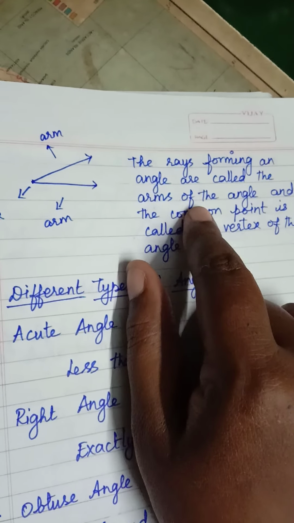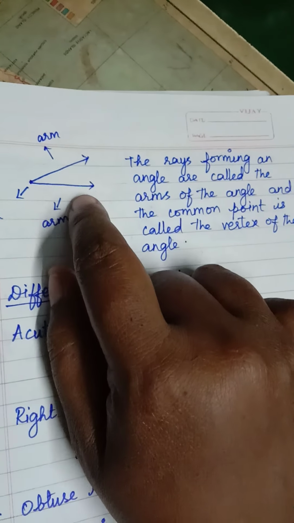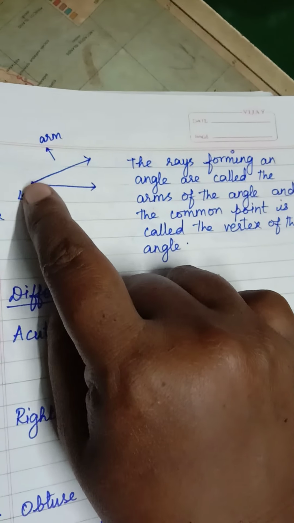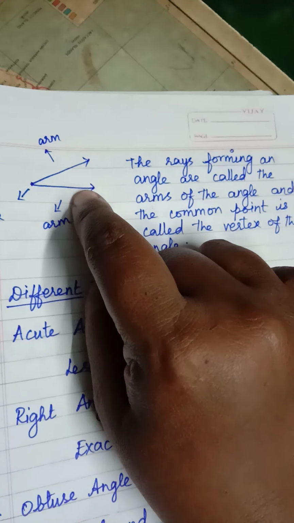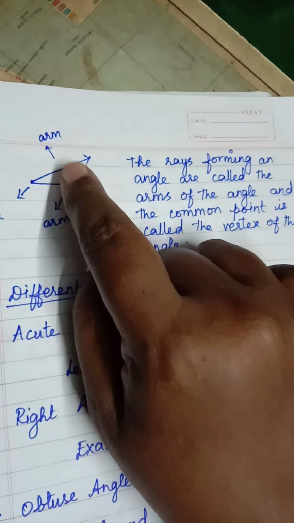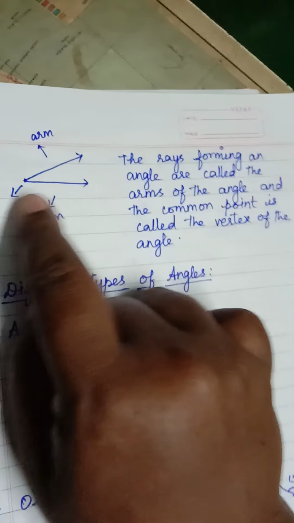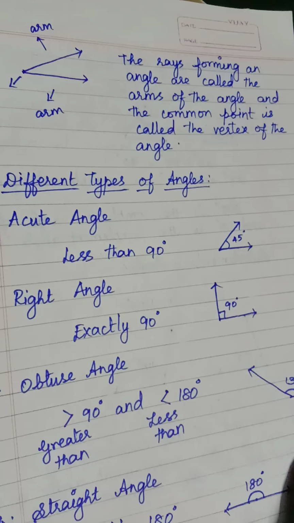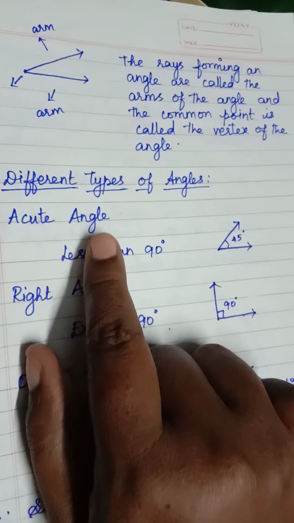The rays forming an angle, these are known as rays, and while coming to an angle we say it as arms. We have seen already this is a ray because it has an end point and it extends in one direction. So these two are rays, but when you are defining an angle we say it as arms. The rays forming an angle are called the arms of the angle, and this common point is called the vertex of the angle. What are the different types of angles? We have many different types of angles. First, we can see what is an acute angle.